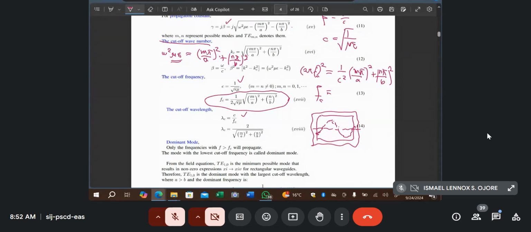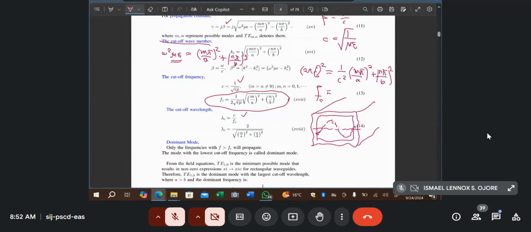For cutoff frequency, it's the minimum, so it means you need the minimum or higher. For cutoff wavelength, you need the maximum or less. All right, so you can see how cutoff frequency and cutoff wavelength vary. What about the dominant mode?